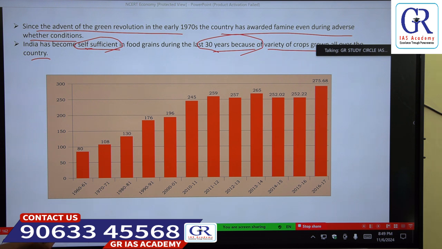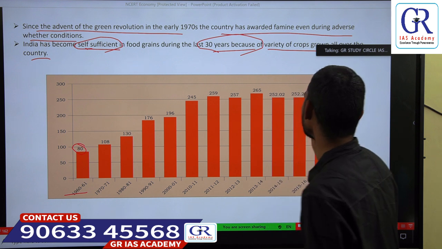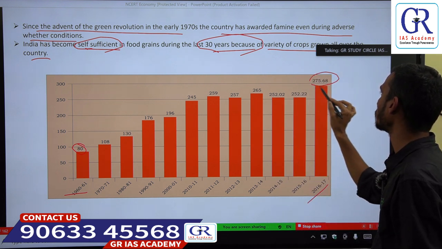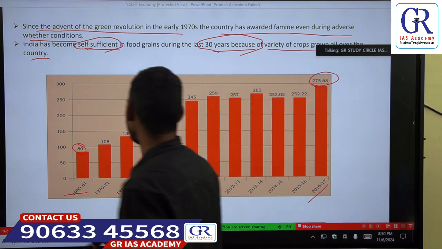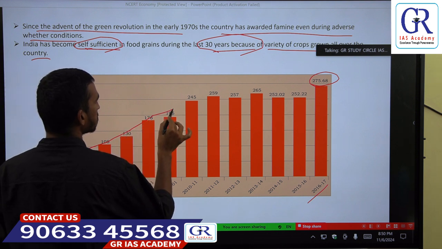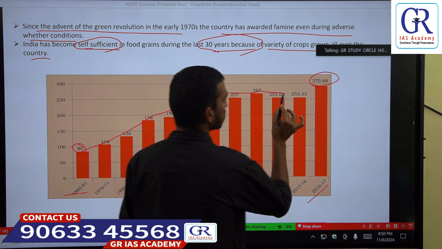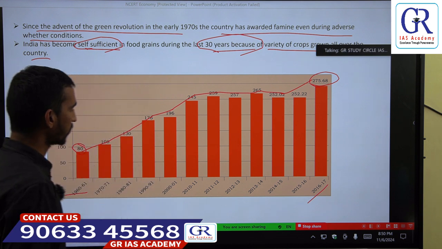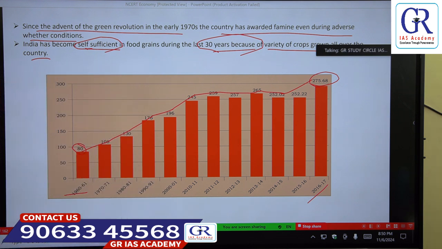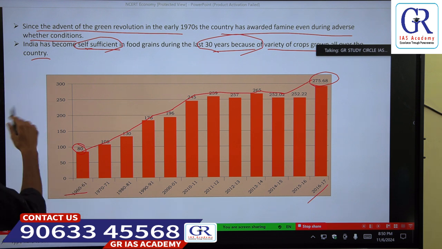So if you look at the chart, you can see in the 1960s we were producing only 80 million tons of food grains. Okay, so by 2016-17 you can see we are able to produce 275 million tons of food grains. So you can see that drastic change, from 80 to 108, 130, 176, 196 million, 245, 259, 265, and it went on to 275, 276 million tons. You can see the drastic change due to the green revolution.